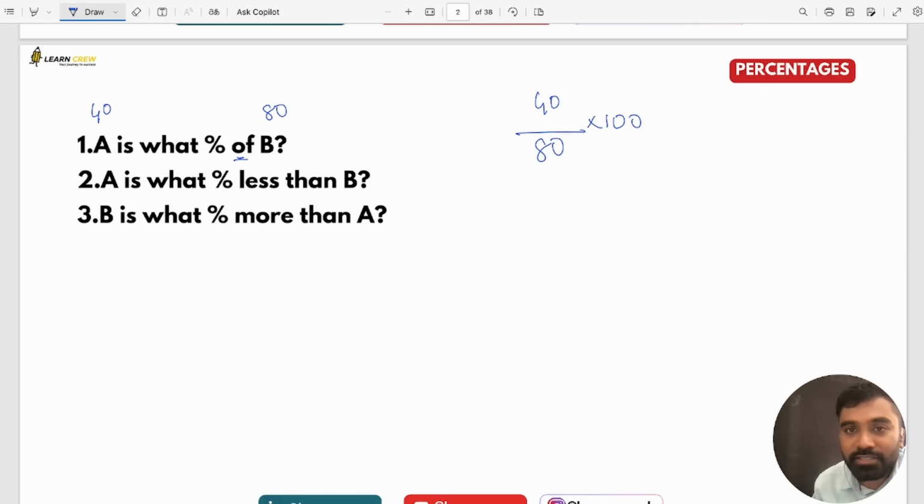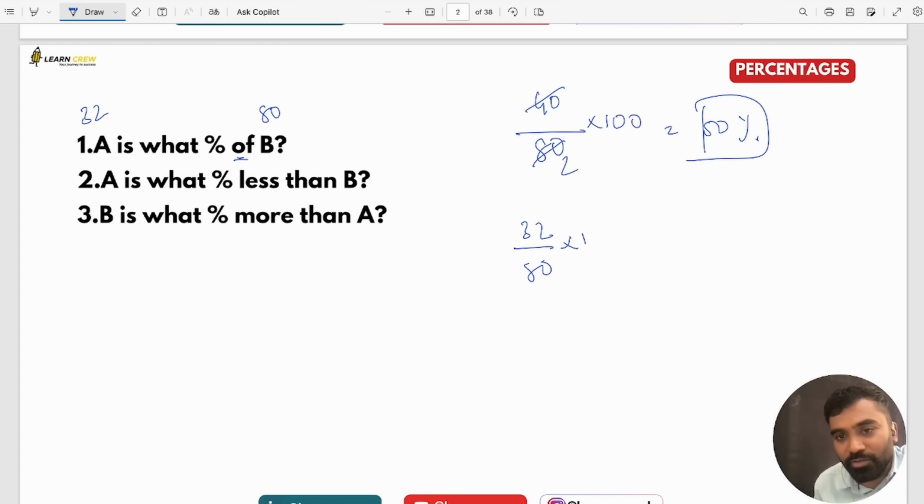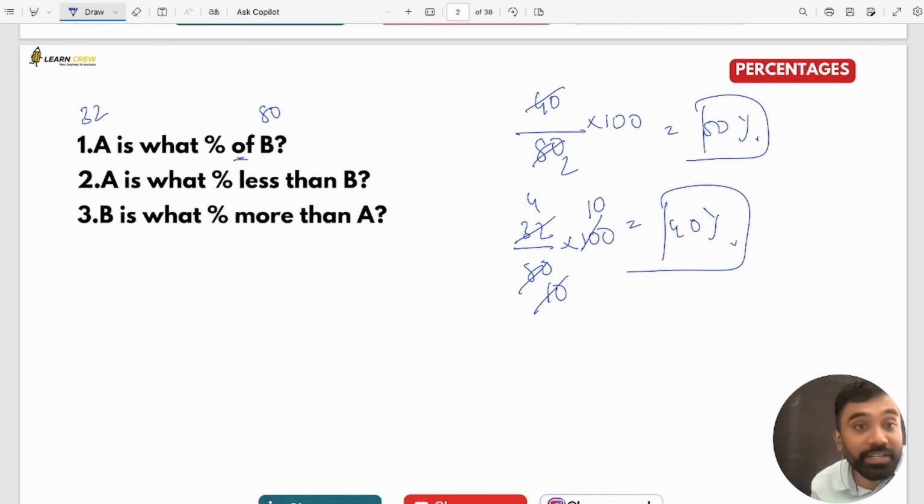So what is this? Sir, 40 will go 2 times, sir. This is nothing but 50%, sir. Absolutely right. Same question if I ask, 32 is what percentage of 80? Sir, 32 divided by 80 into 100, that becomes 8 4s are 32, 8 10s are 80, will go 10 times, this becomes 40%. Absolutely right, fine, easy to understand.